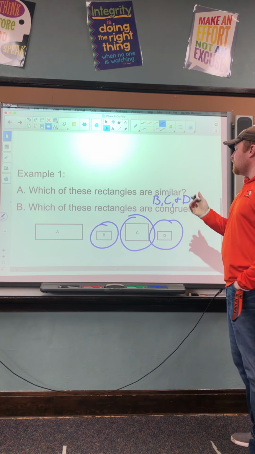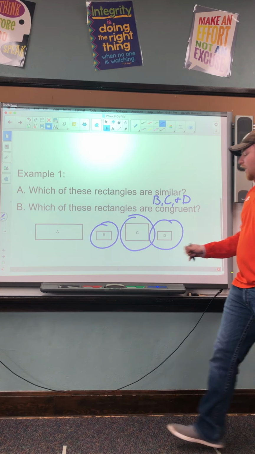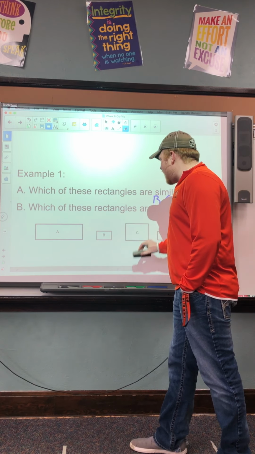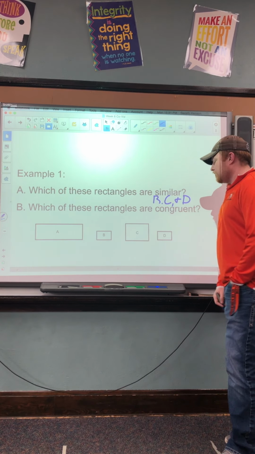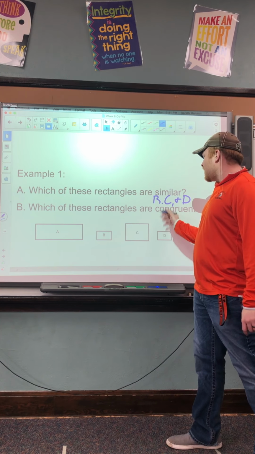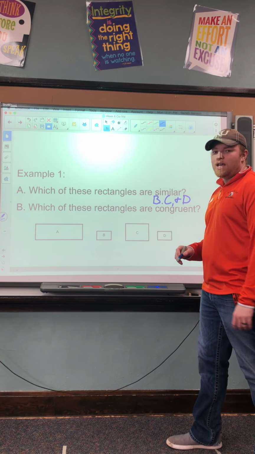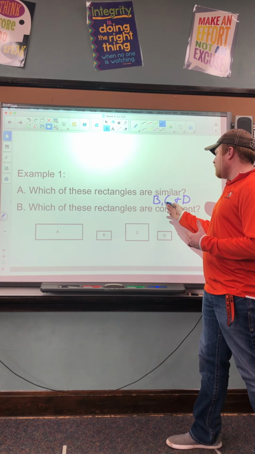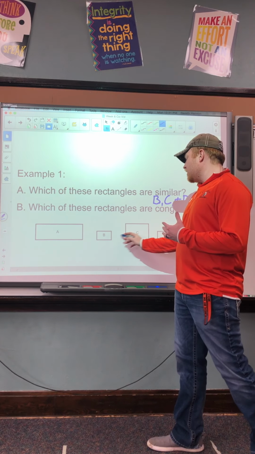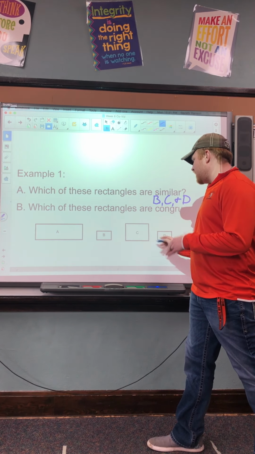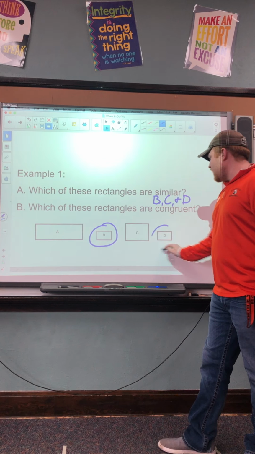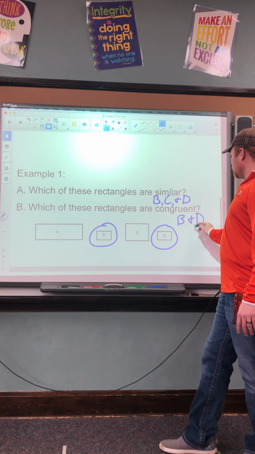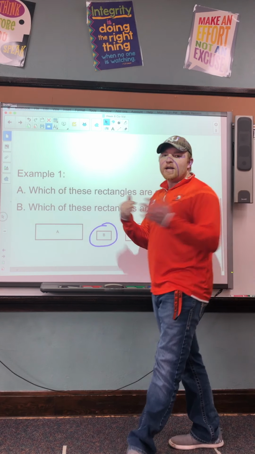Which of these rectangles are congruent? Which ones are the same shape and same size? Remember, it can only be congruent if they're similar, so it only falls between B, C, and D. Is B close to C or closer to D? It's closer to D. So your congruent rectangles would be B and D. There you go.